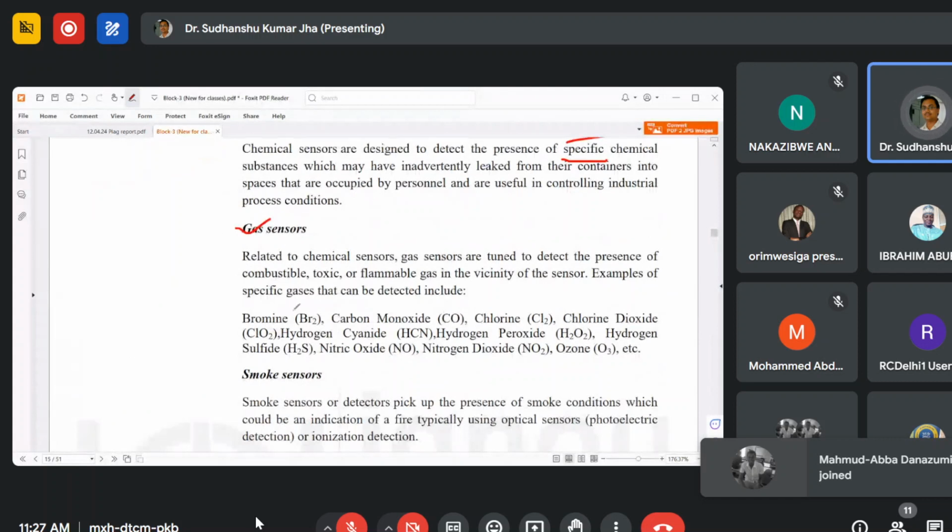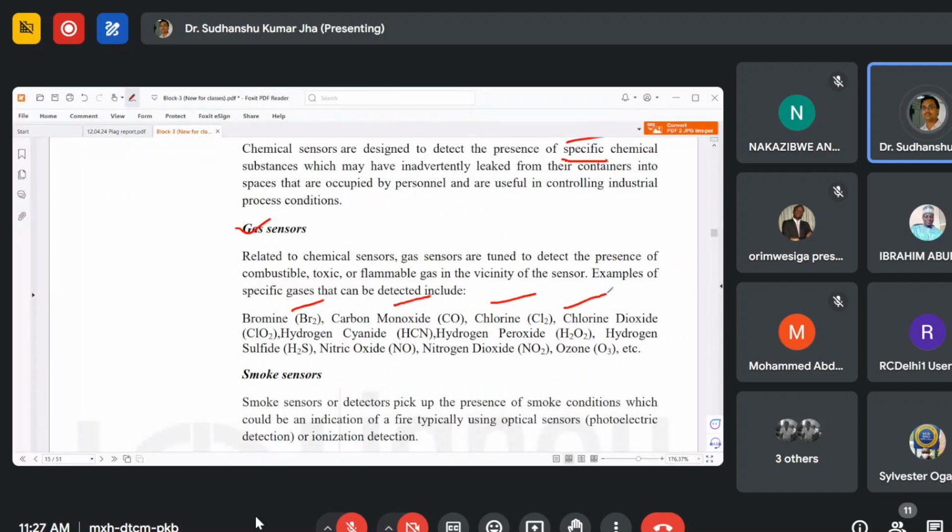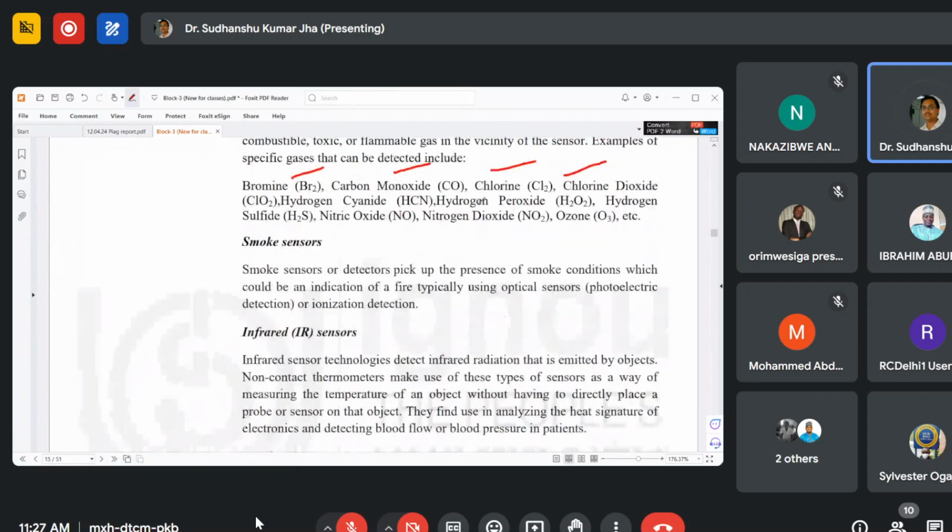Like we have bromine sensors, carbon monoxide sensors, chlorine sensors, chlorine dioxide sensors. So we have different kinds of specialized sensors to sense any kind of harmful gas in your environment. Similarly, smoke sensors basically detect the presence of smoke. It is applied in areas like fire monitoring and fire safety checks. So we are basically using the smoke sensor.